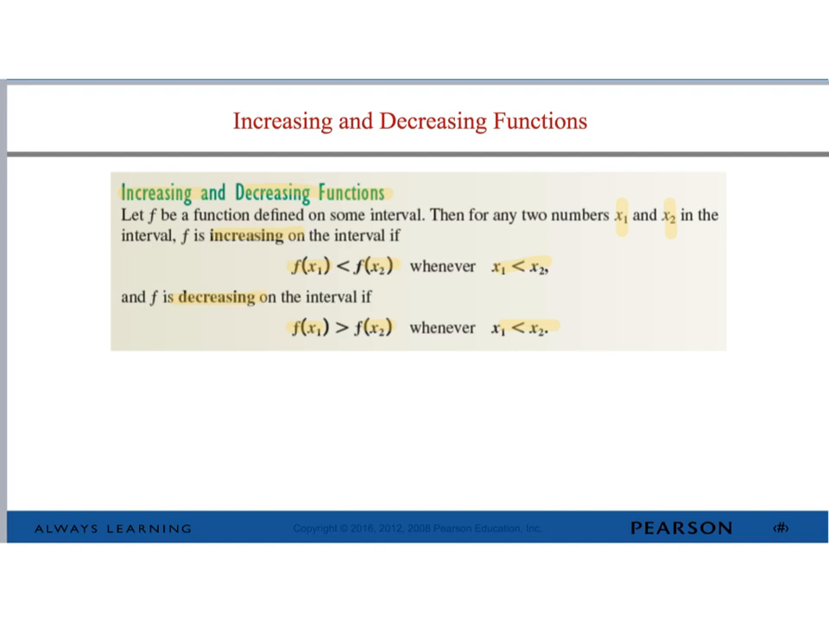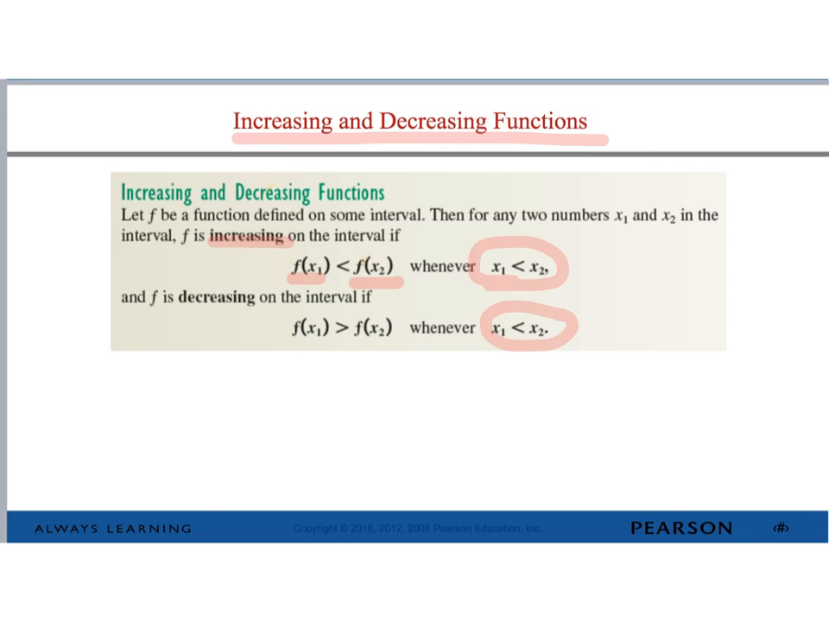But truthfully, the definition is clearer than the words are, as is often the truth in math. This is the formal mathematical definition of what it means for a function to be increasing and decreasing. Basically they're just saying for any two numbers where x sub 1 is less than x sub 2, then the value of the function at x sub 1 is also going to be less than the value of the function at x sub 2. That means the function is increasing.